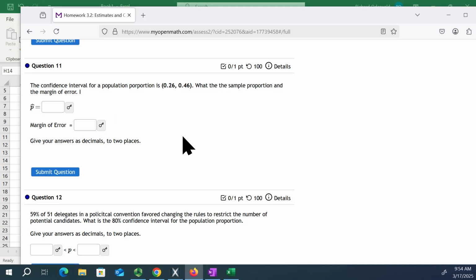Here is a proportion version of the question. The interval is 0.26 to 0.46. What's the proportion from the sample? Average them. What do you get? 0.46 plus 0.26 is 0.72, half of that, 0.36. Is that right? 0.37.